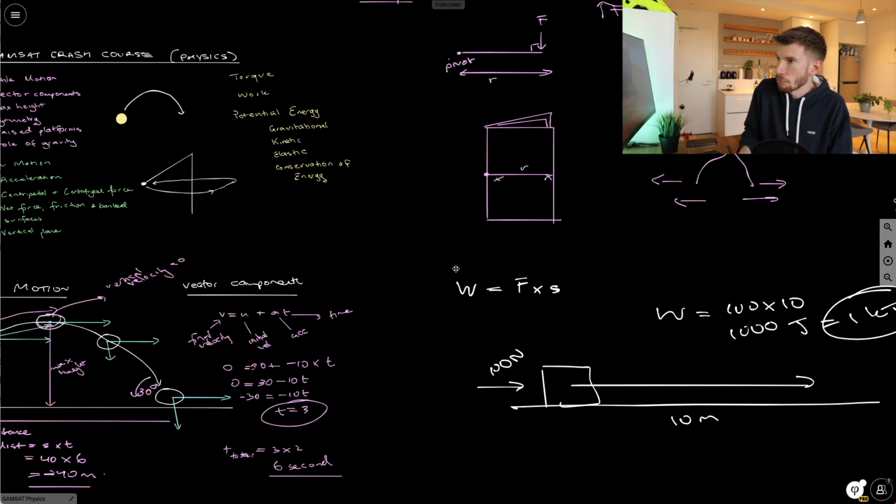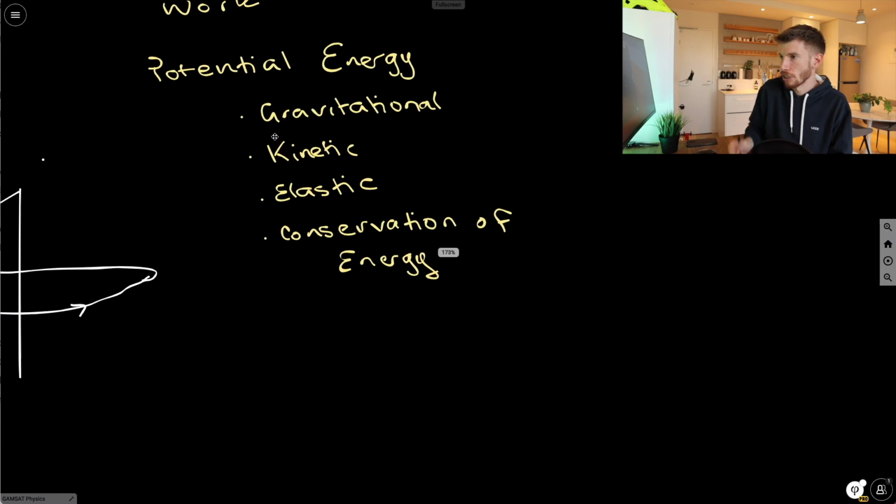And then finally, potential energy. These ones, we just want to be familiar with the three of them. Again, they'll most likely give you the formulas. We want to understand what they relate to. So I might just zoom in here.